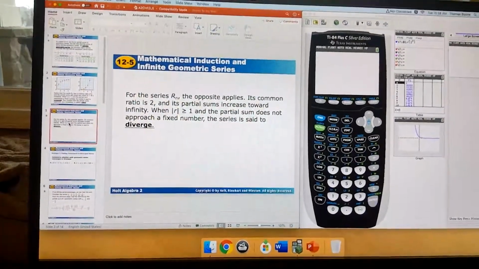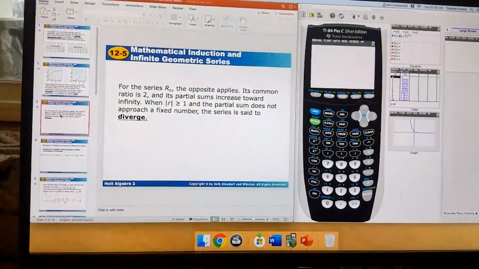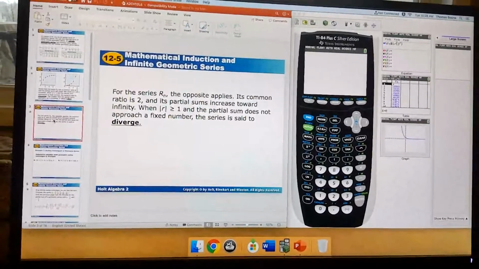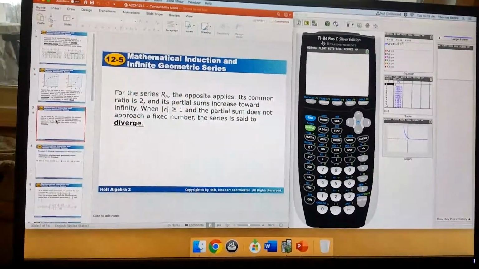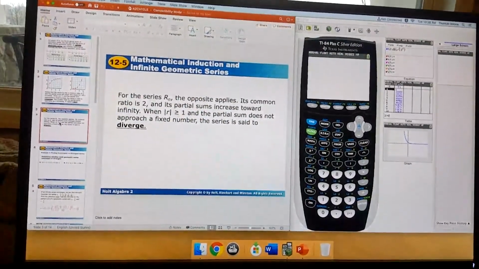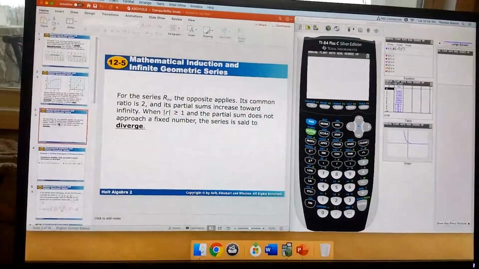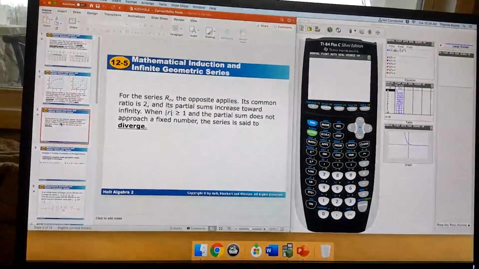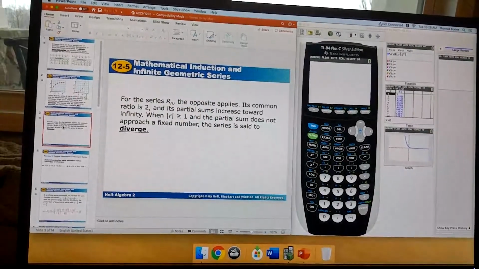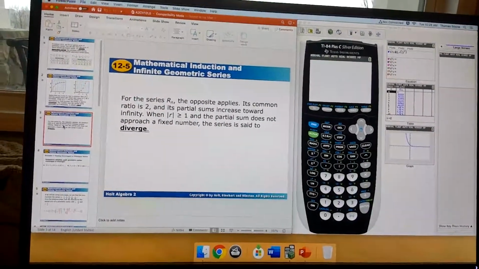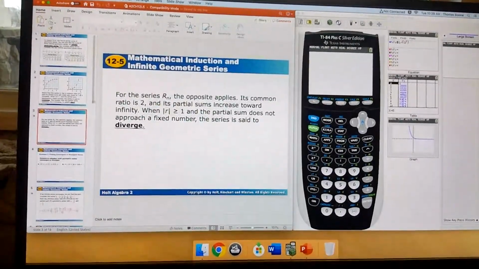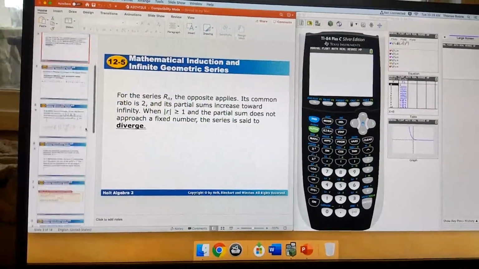So converge means that it goes to a point. Diverge means it keeps getting bigger and bigger. And when that ratio is bigger than 1, whether it's positive or negative, doesn't matter, it is said to diverge, in which case we can't really sum it up. But if it gets smaller and smaller, eventually it'll get to a limit, and we'll be able to sum those up. And we'll get a formula here in a couple slides to see how that works.